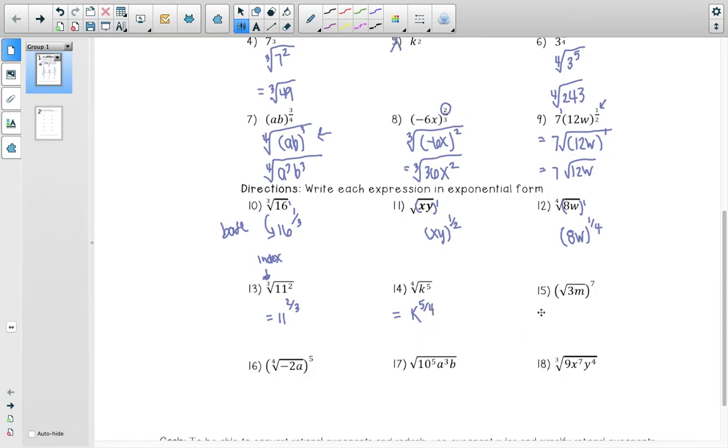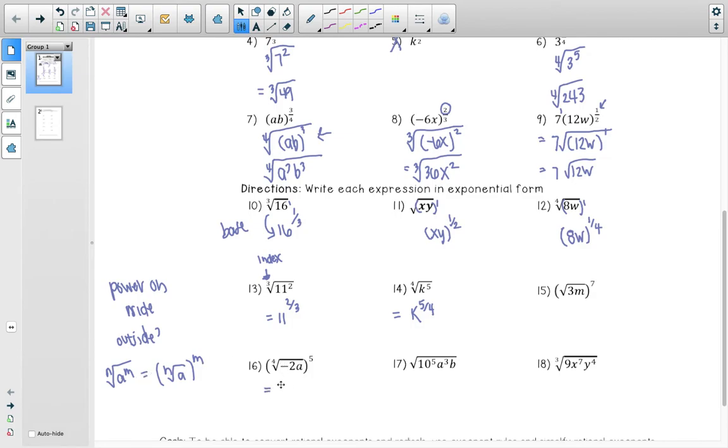Okay. Now I keep saying every time we do this, the power on the inside. But what if it's on the outside? Okay, what if it's on the outside? So the rule actually says that this is equivalent to this. So if the power's on the outside, it's equivalent to being on the inside.